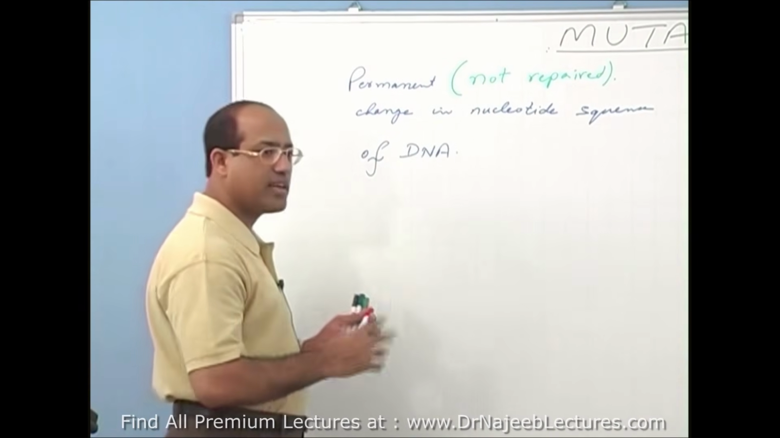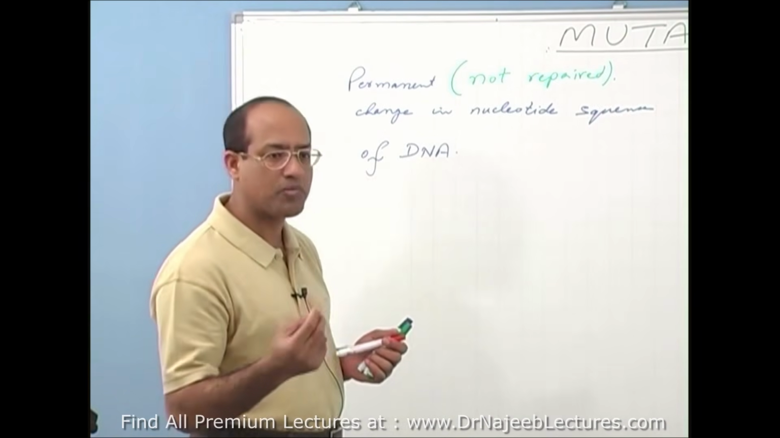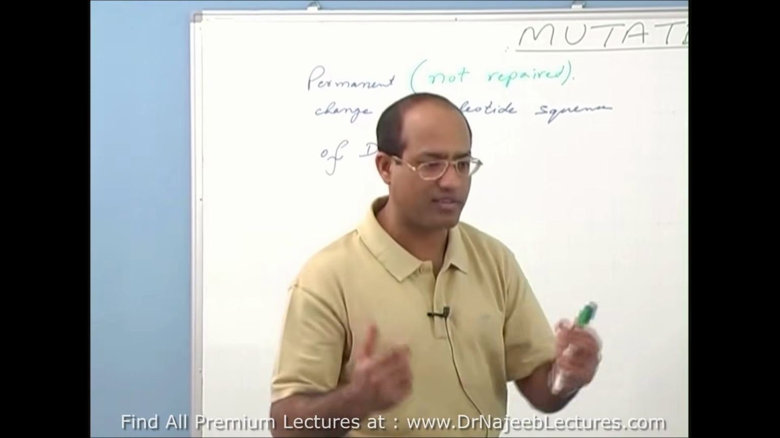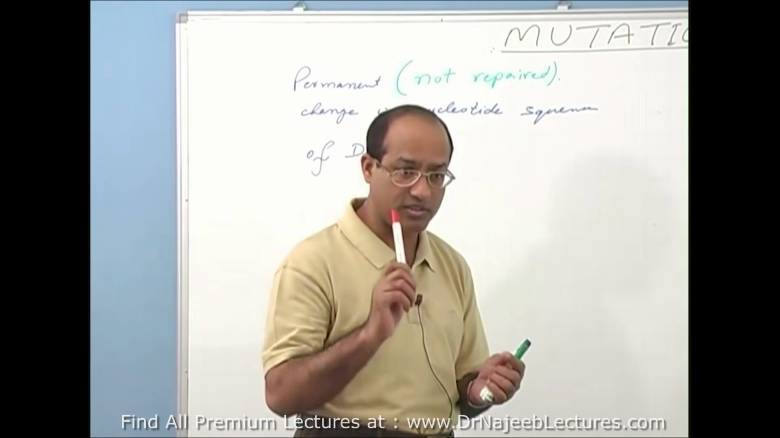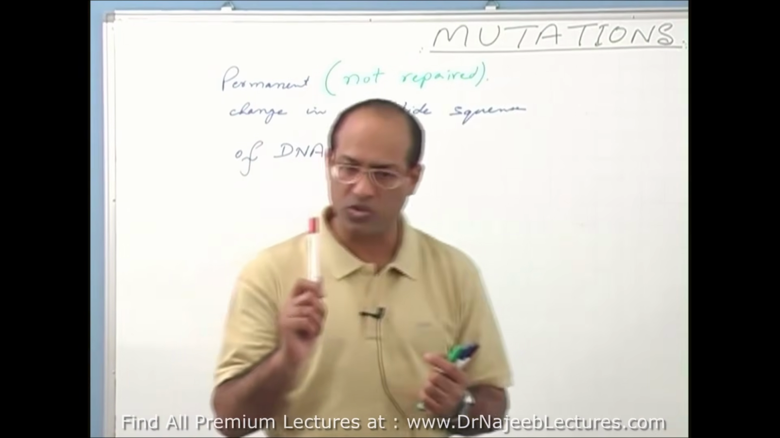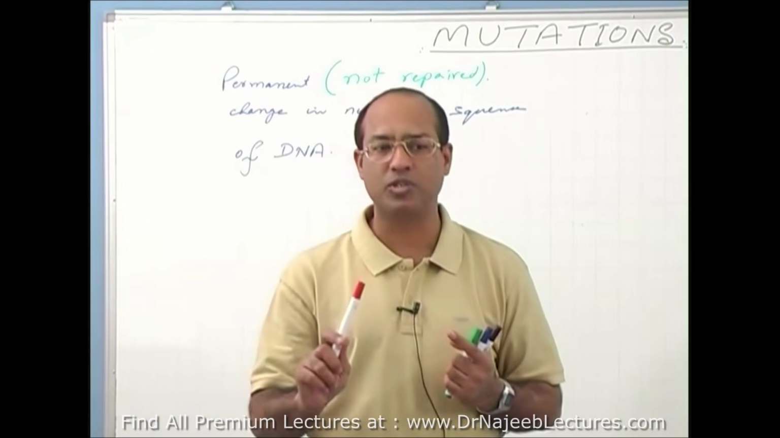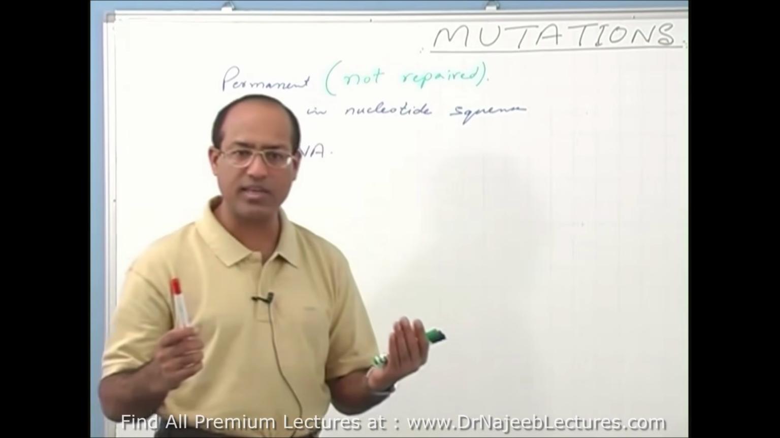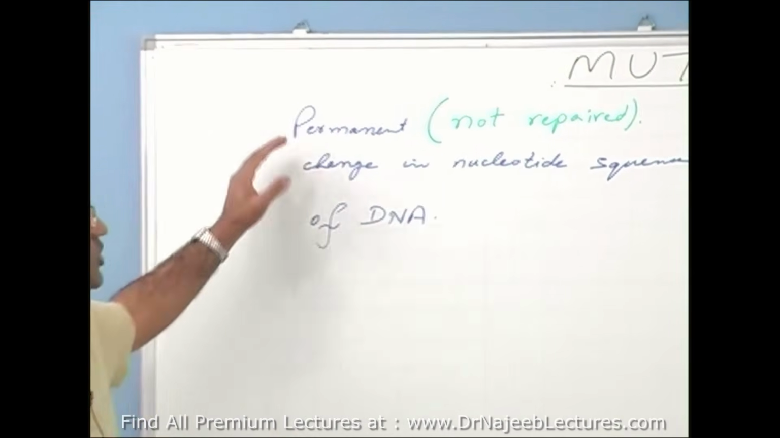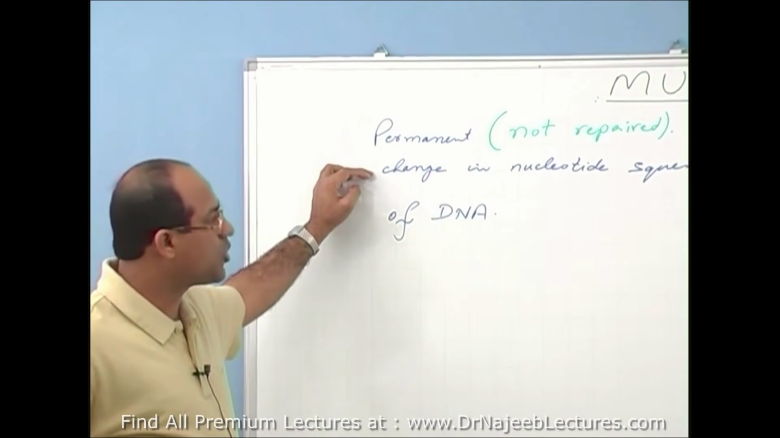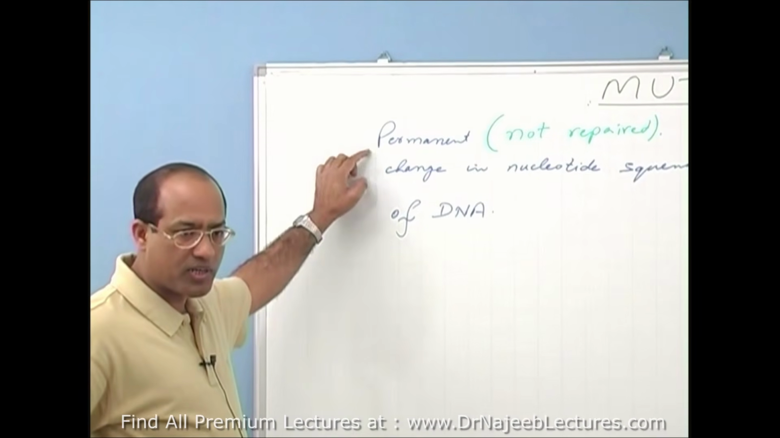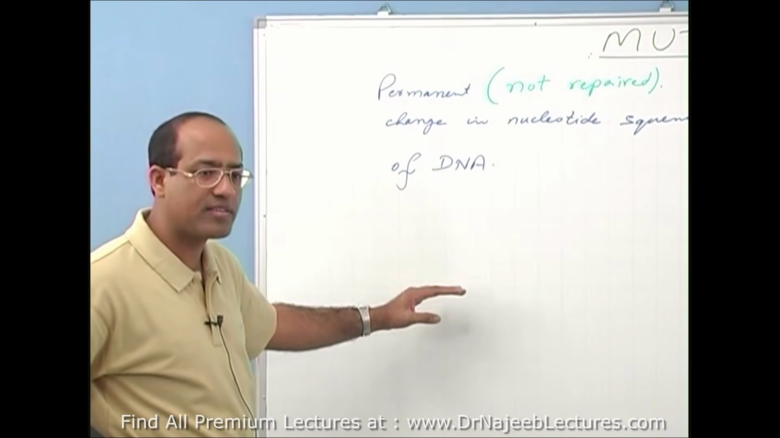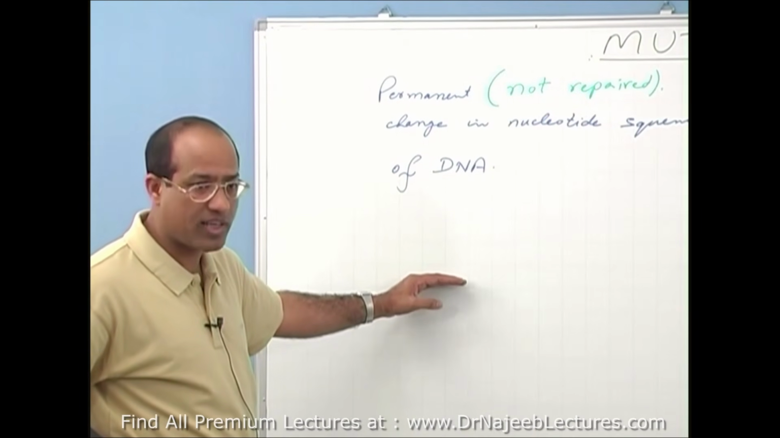And a very important point: when the cell multiplies or proliferates, or when DNA replicates, this change will pass to the progeny cells, the next generation of cells. Just damage to DNA is not mutation, because many times damage occurs to DNA, but this damage is repaired. So mutations are permanent changes in the nucleotide sequence of the DNA which are not repaired, and without repair these changes are passed to the next generation of cells.